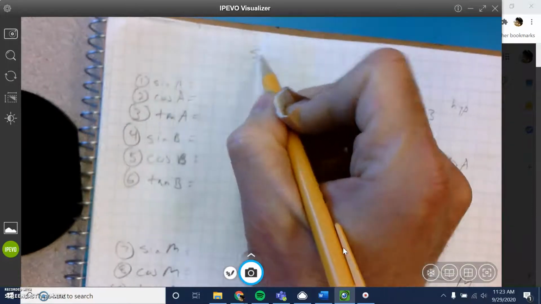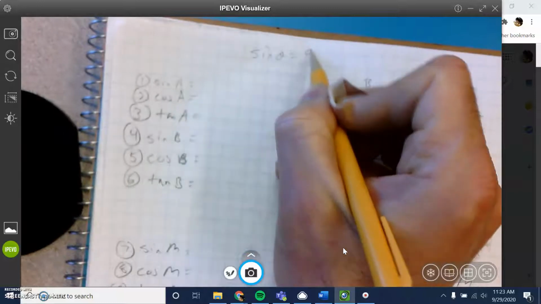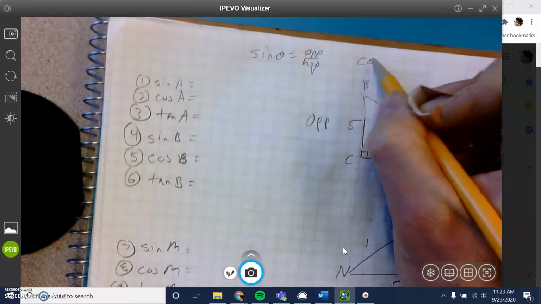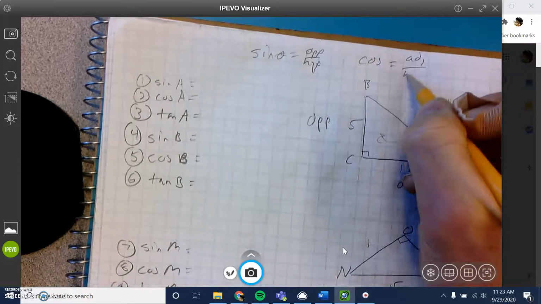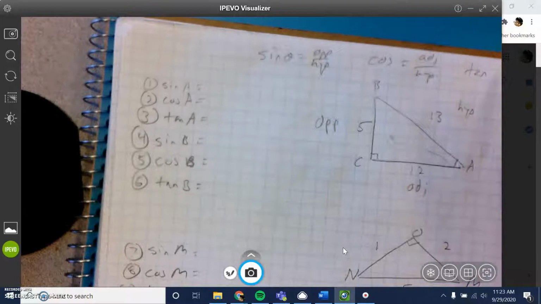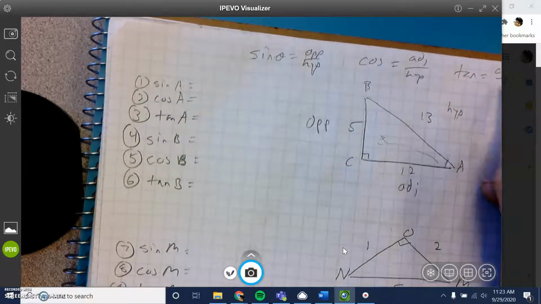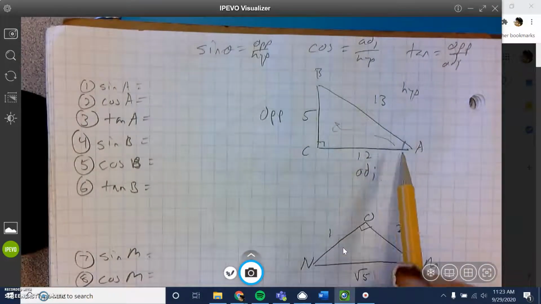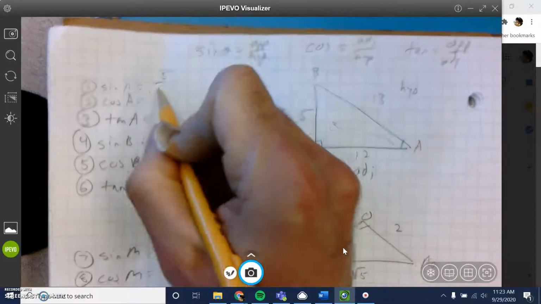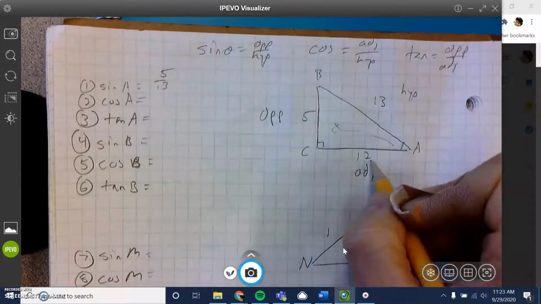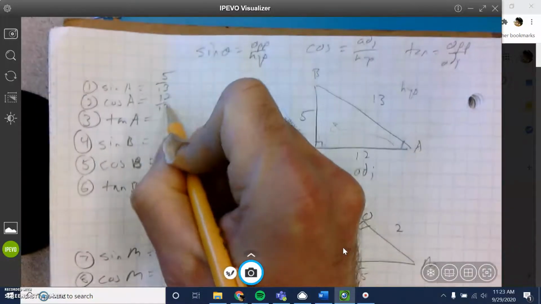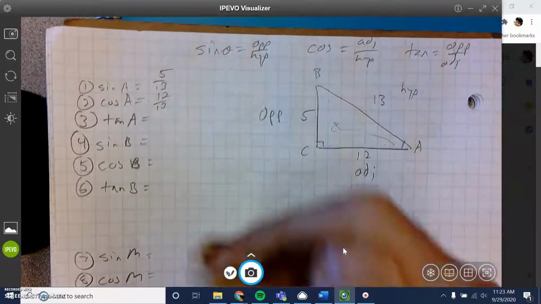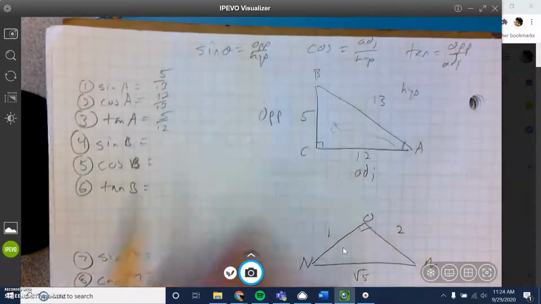I'm going to write sine of theta is opposite over hypotenuse, cosine is adjacent over hypotenuse, and the tangent is the opposite over adjacent. There you go. So sine of A is 5/13. Yeah, cosine of A is 12/13. And tangent of A is opposite over adjacent, 5/12. 5 divided by 12. There you go.